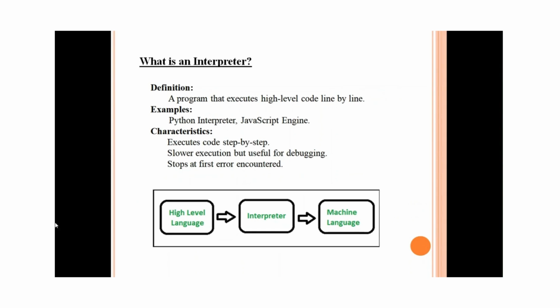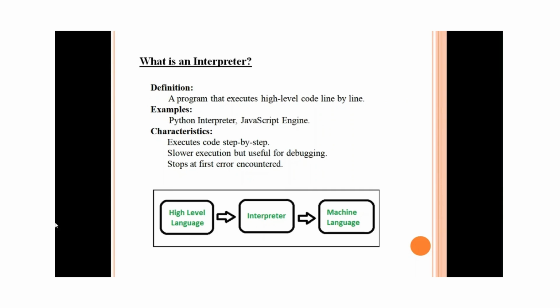In an interpreter, there is no compilation, but its execution is very slow, as it is verified line by line thoroughly. This is useful for debugging the code to understand where the error is caused, and it stops at the first error encountered. Suppose there is a code of 10 lines, and at the fifth line we capture an error, then the execution will stop at the fifth line.